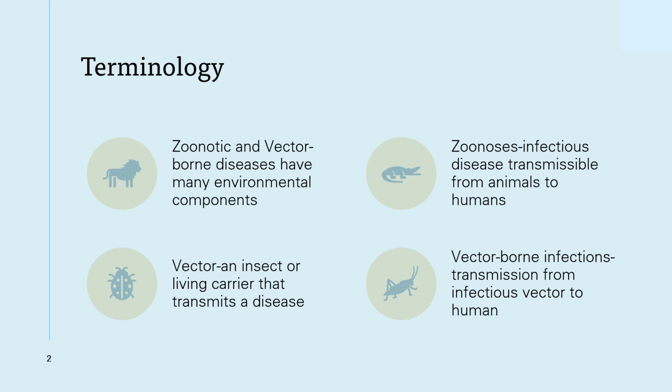Zoonosis is an infection or infectious disease that is transmitted under natural conditions from vertebrate animals to humans. Examples of this are cats that have rabies and toxoplasmosis, dogs that have rabies, parasites, and Campylobacter. Farm animals in general have anthrax, brucellosis, E. coli, Q fever, and crypto.